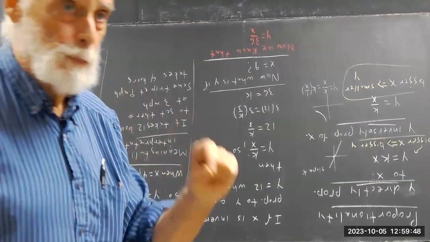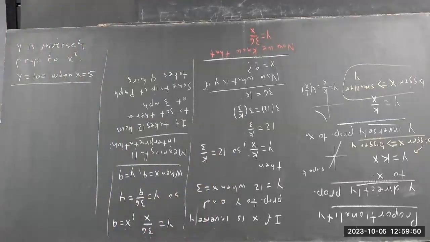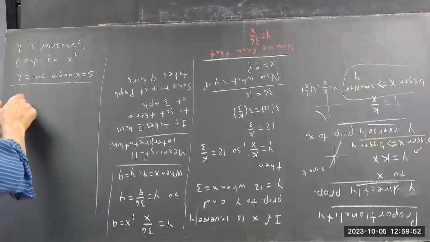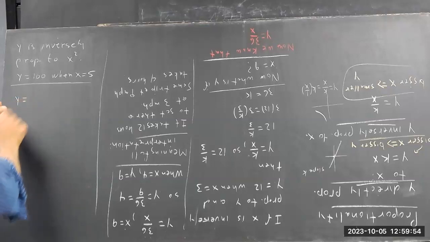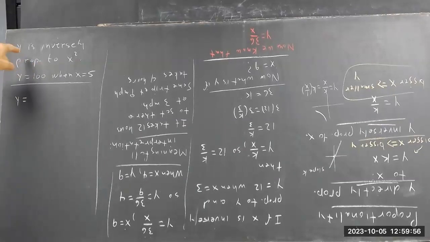What do you think it would be for an inverse proportion to x squared? Jot it down if you got an idea. If you don't, that's okay. I'll show you.